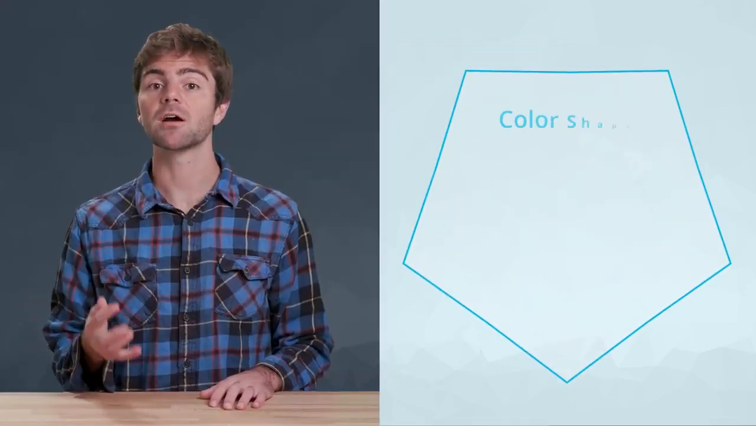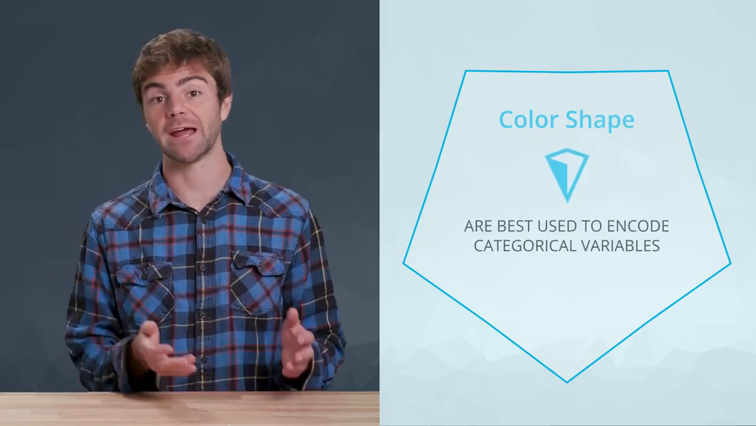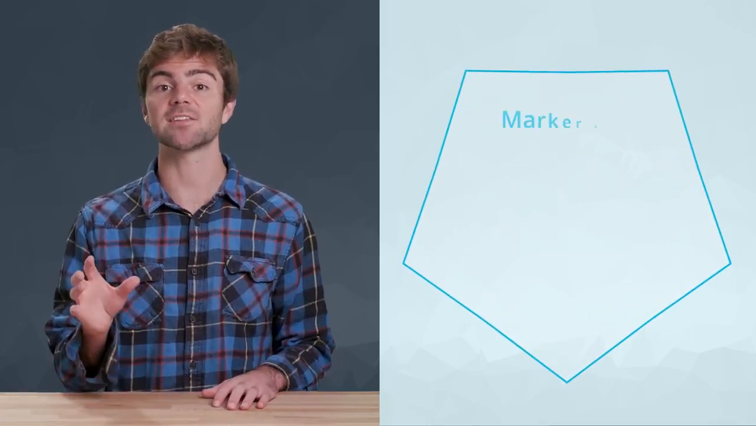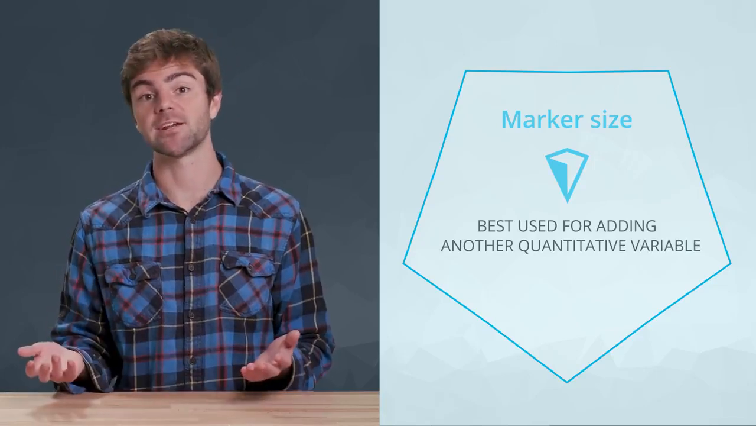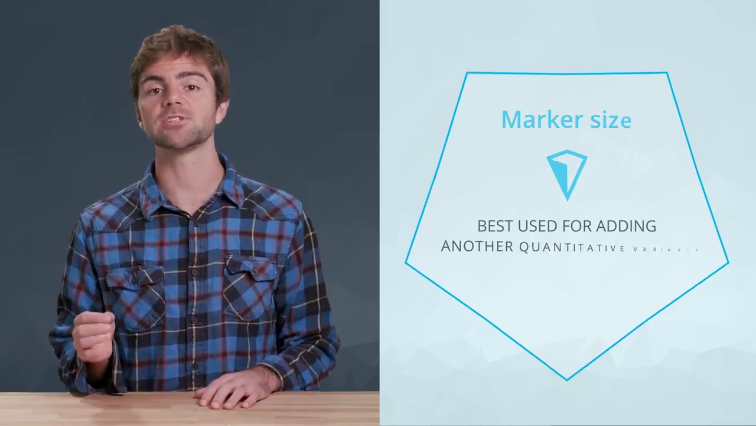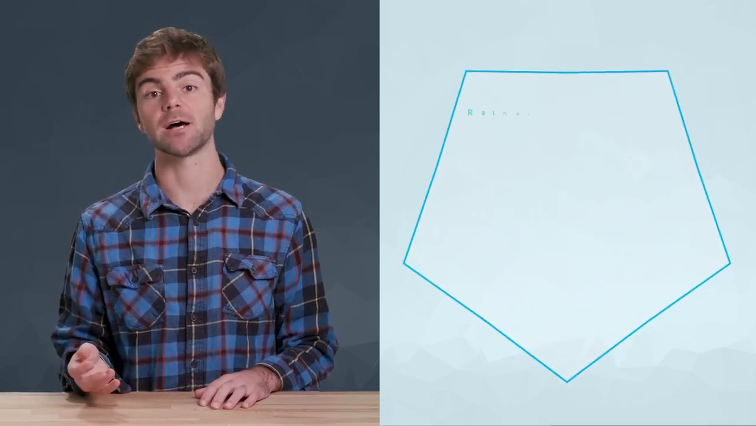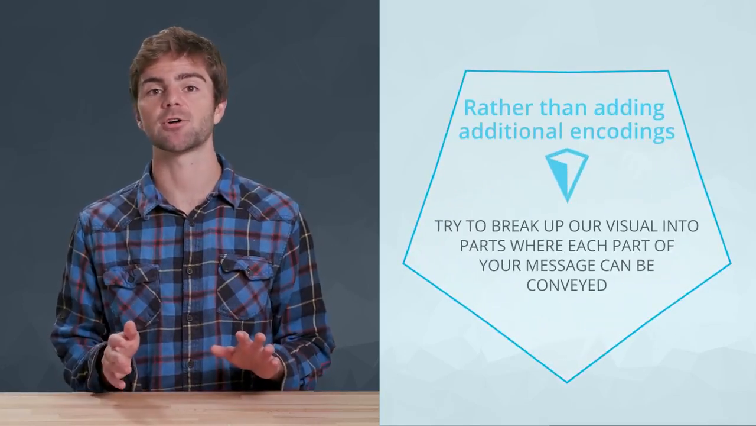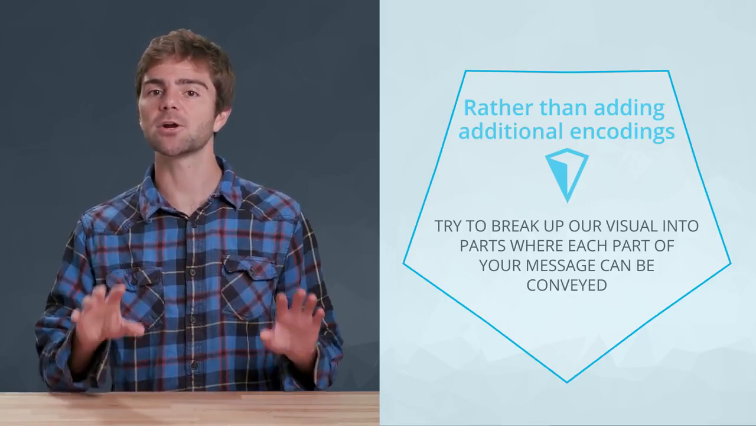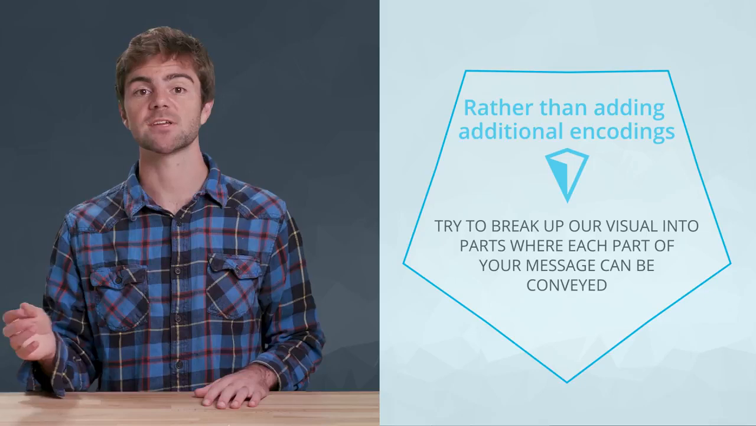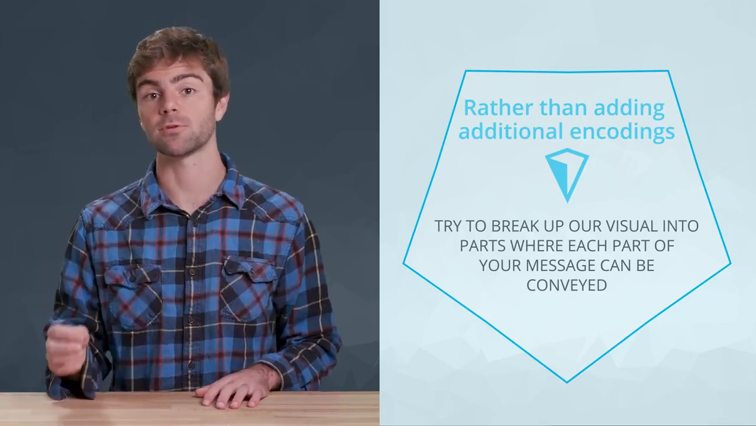In general, color and shape are best used for categorical variables, while the size of the marker can assist in adding additional quantitative data, as we demonstrated here. I personally try to avoid these types of encodings if possible, but sometimes these additional encodings are necessary. If you start to lose the message, consider breaking your visual into more visuals that each conveys its own direct message.